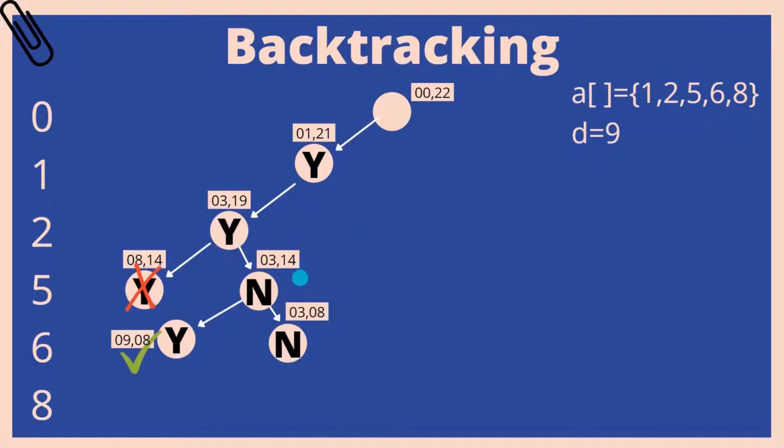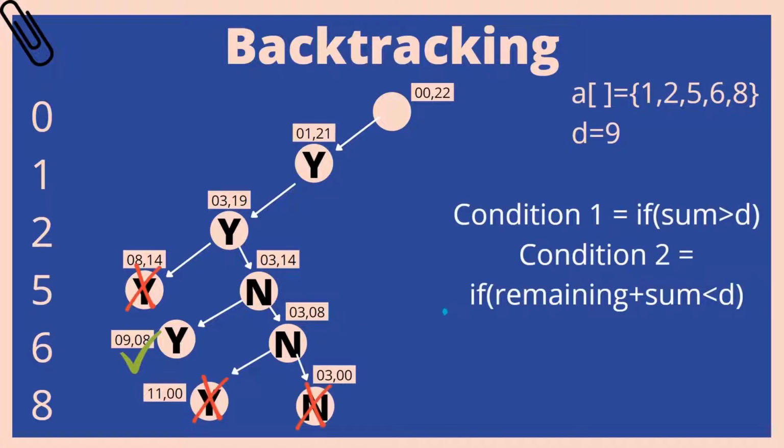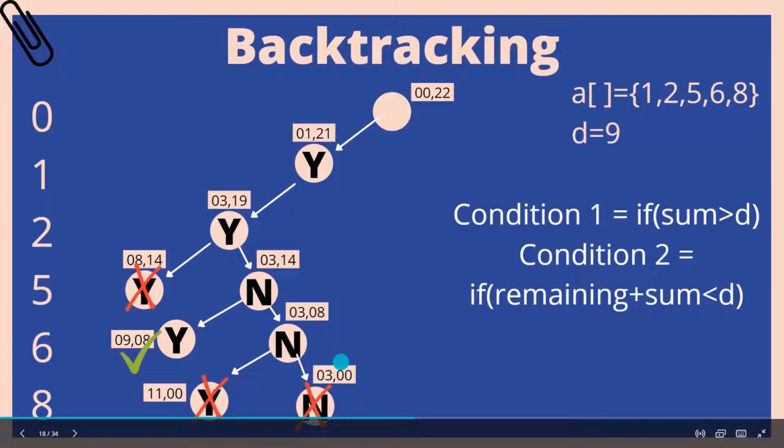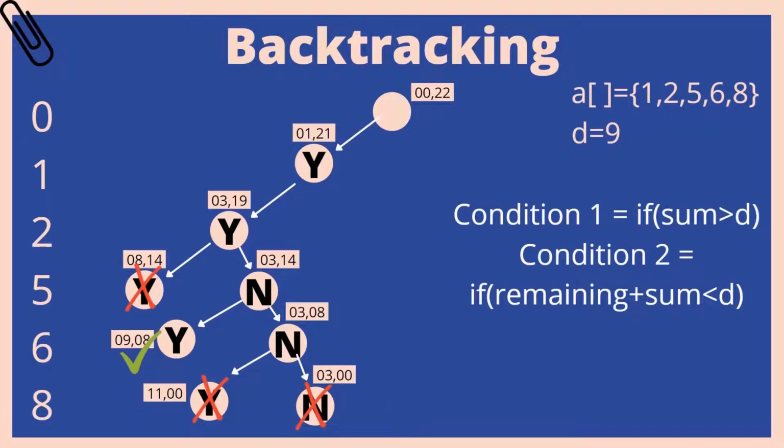If we don't include 6, then our sum becomes 3 and the remaining is 8. For the last element, that is 8, we will check both yes and no. If we include it, our sum becomes 11, and if we exclude it, then our remaining plus sum is less than 9. So we won't include either of them, and we won't move further in the tree. Now we will move back to 1 again.